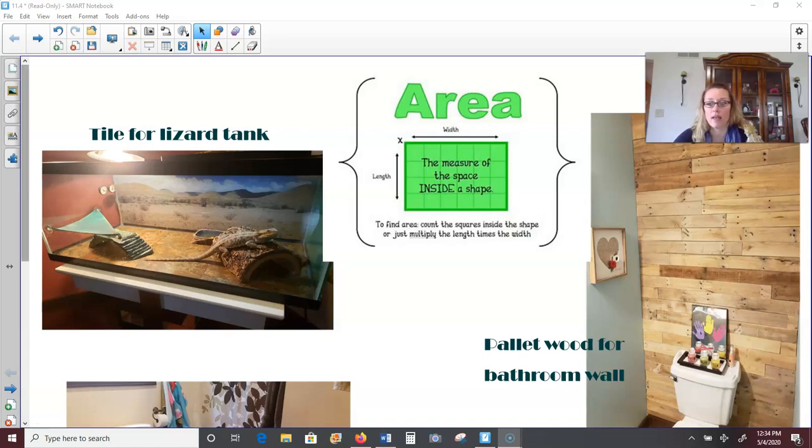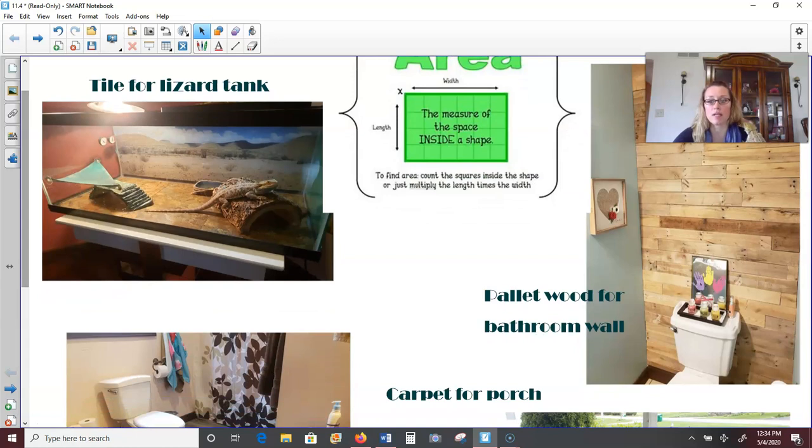And so when trying to build Beardy's lizard tank, I had to calculate the area of his tank, so the space within the bottom, in order to get tile to lie down for the bottom of his tank. So I needed to measure the length and the width of his rectangular tank, and then I was able to calculate how much tile I would need to fill in the bottom of his tank. And I chose kind of a brown color, as you see, to match in with the dirt and sand that he would be used to.